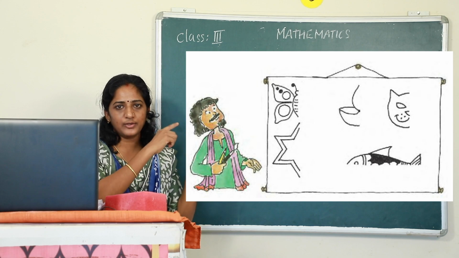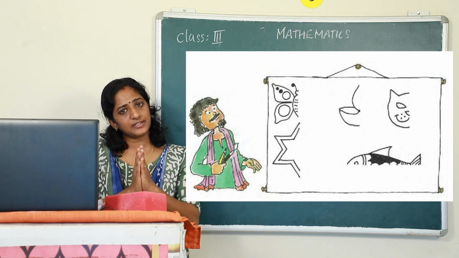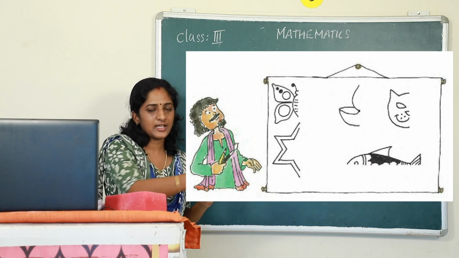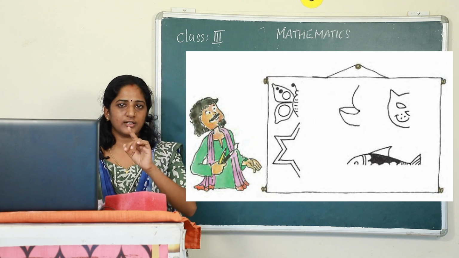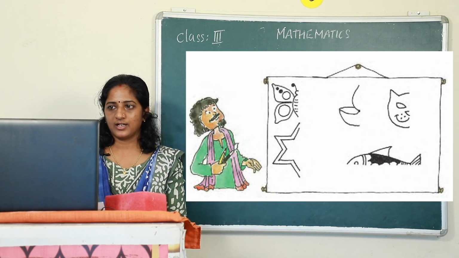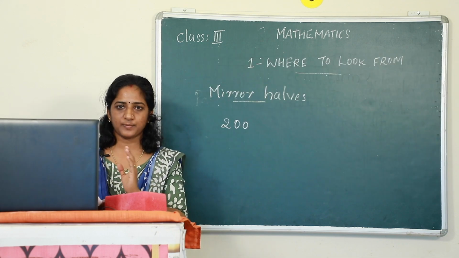The first one, can you tell me without looking at a mirror? Yes, that's a butterfly. Like that, you have to put a mirror on each figure and find out what is the full picture. Okay, will you do that? Okay. So we are moving on to our last portion.